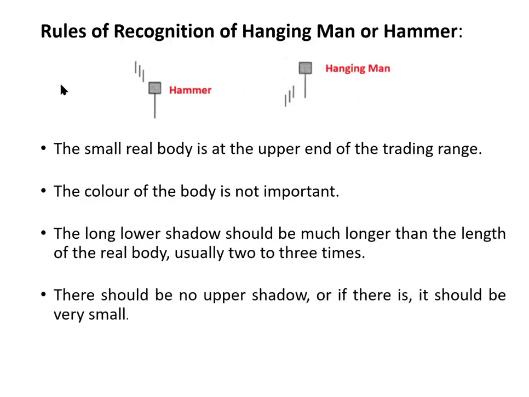What are the rules for recognition of hanging man or hammer? The small real body is at the upper end of the trading range. The color of the body is not important. So in the upper range of the trading range there is a small body. Color of the body is not important. It could be green or red or white or black. The long lower shadow should be much longer than the length of the real body, usually 2 to 3 times. And there should be no upper shadow, or if there is, it should be very small. If it is a big shadow, it will become a doji and not the hanging man.